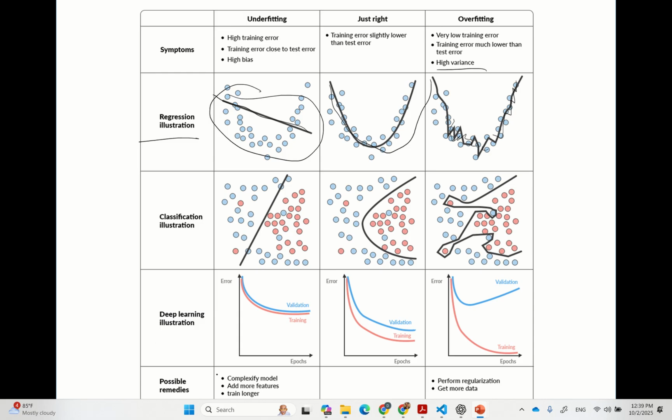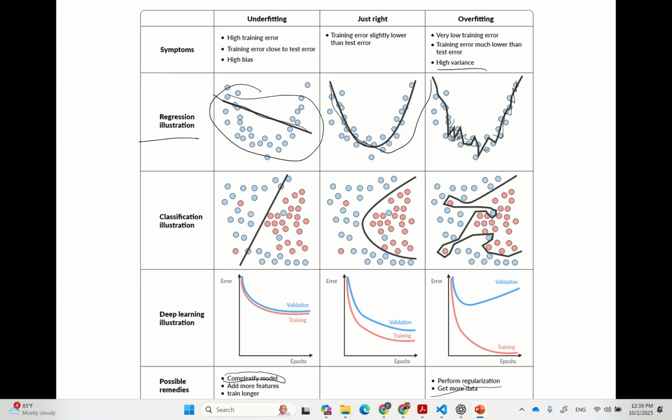There are some possible solutions, of course. In the case of underfitting, you need to increase the complexity of the model. Maybe if you're using a polynomial regression, you can increase a little bit the degree, or you can train a different algorithm. That's another possibility. We can add more features, maybe feature engineering here, and of course you can train longer to see if it improves the performance. If we have the overfitting issue, then there are some options. We can get more data, and of course we can perform some regularization.